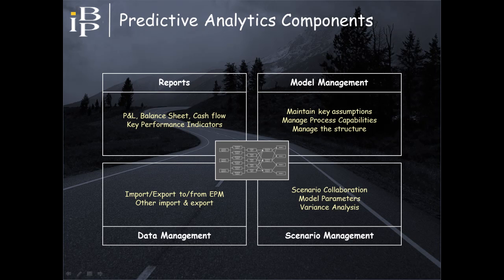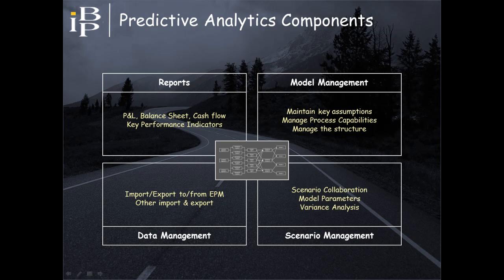However, it's important to understand the other 4 components of these applications to really appreciate how they support planning processes. The first thing to appreciate is that predictive analytics supports the same types of financial reports as enterprise performance management, such as profit and loss, balance sheet, cash flow, etc. Second, it provides the means to import and export data from other sources. This is important because the role of predictive analytics is to complement EPM in the planning process. As such, data will need to be imported and exported to and from EPM.